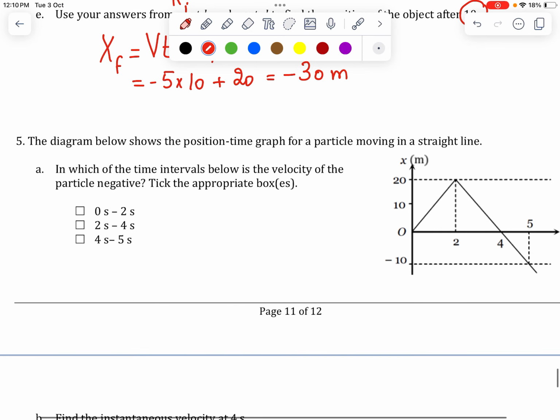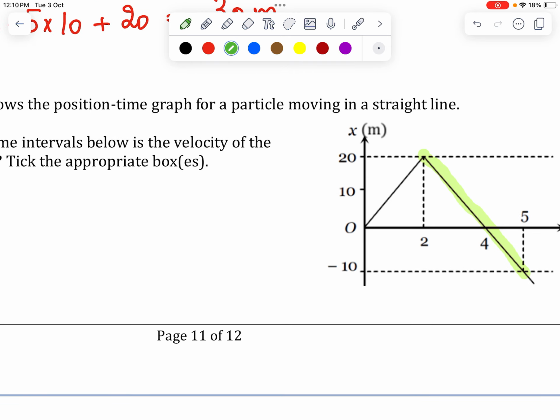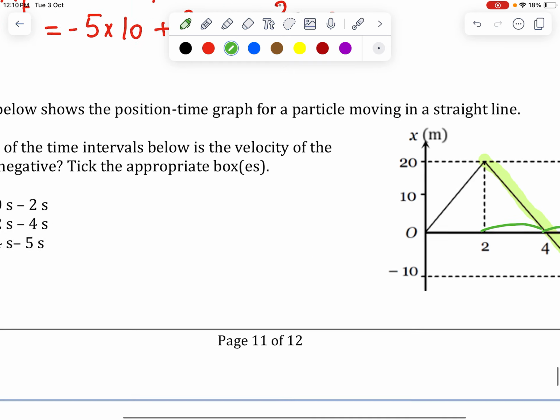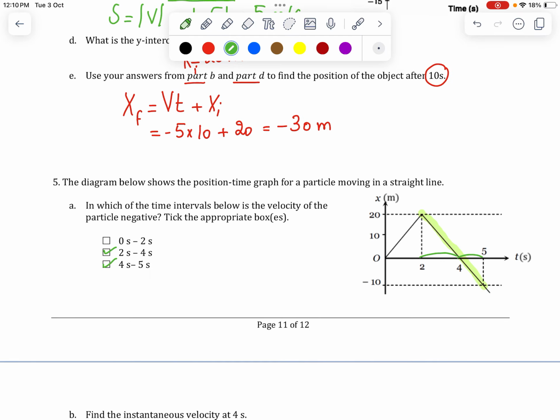Here, in question number 5, the diagram below shows the position-time graph for a particle moving in a straight line. In which of the time intervals below is the velocity of the particle negative? So where do I have a negative velocity, a negative slope? Actually, I have it all along this line. So yes, I may have more than one answer. So it's actually during this time interval and that one. So it's between 2 to 4 and 4 to 5. Not only the first one.